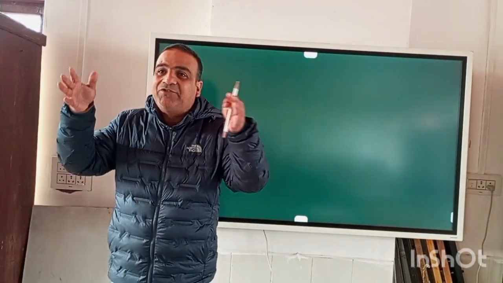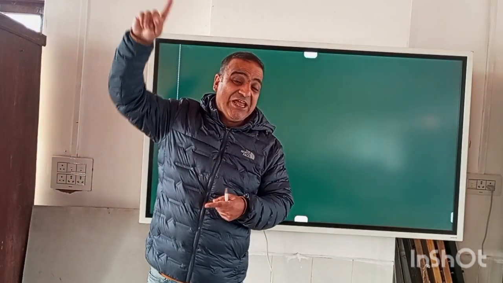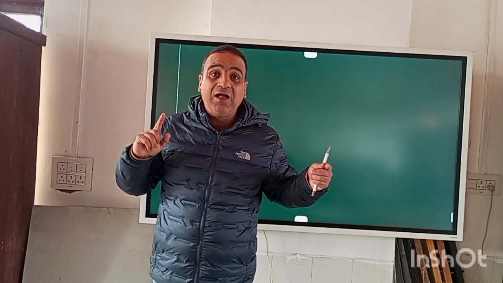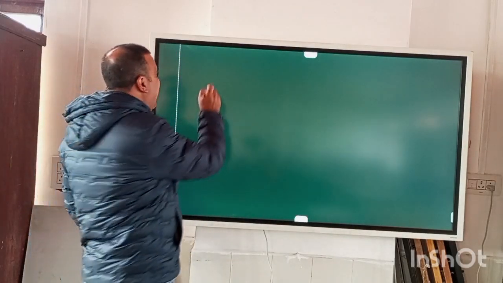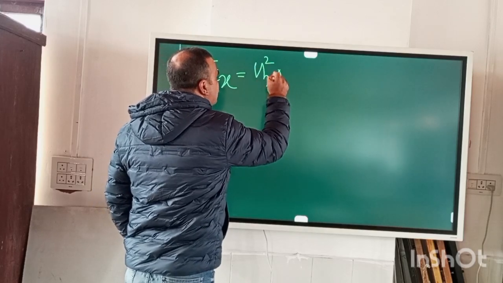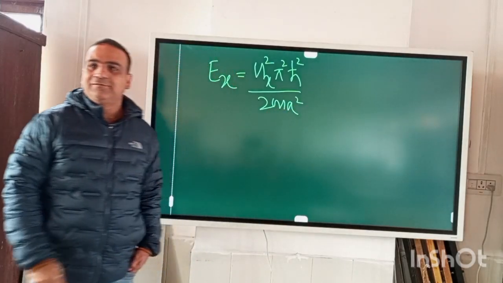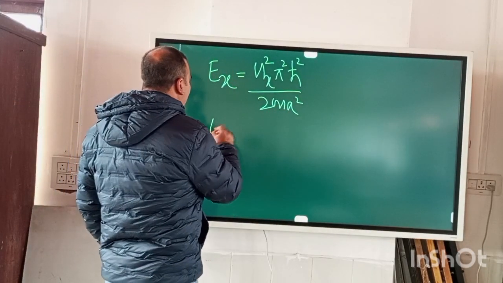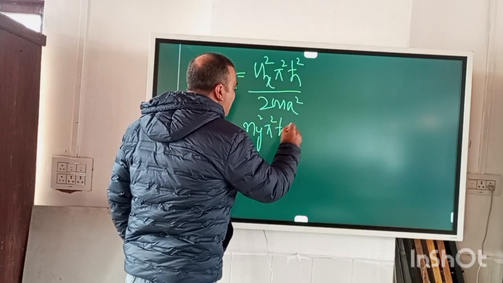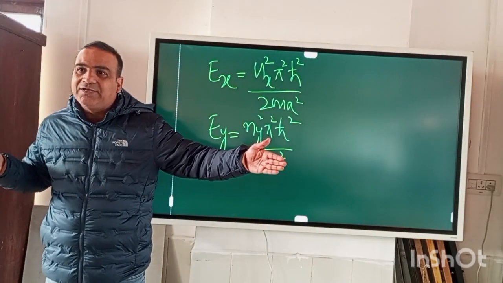I have chosen a three-dimensional box with its length equal to a, its breadth equal to b, its height equal to c. You have three independent Schrodinger's equations along x, along y, and along z. Tell me, what will be the energy along x? That will be nx square pi square h bar square by 2ma square. Clear? This will be your Ex. What will be Ey? Ey will be ny square pi square h bar square by 2mb square, because I chose the breadth of this box equal to b.